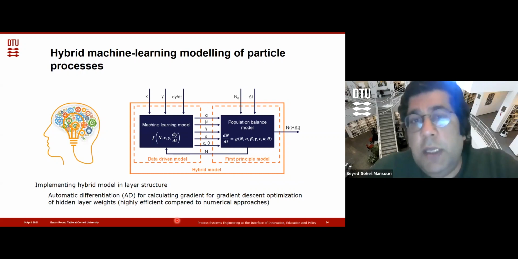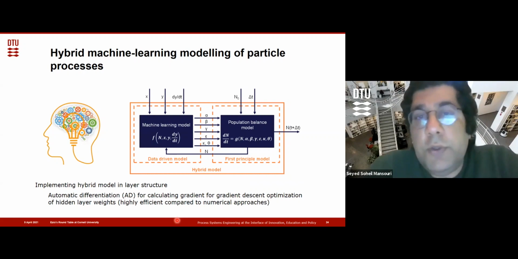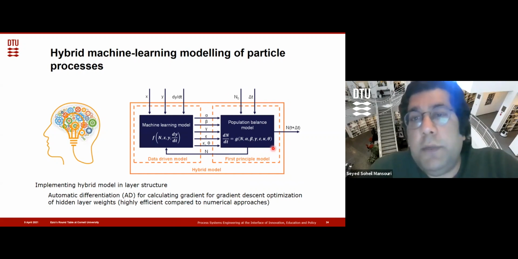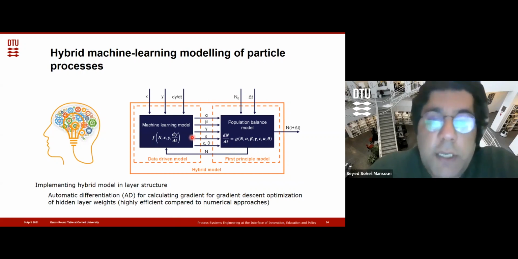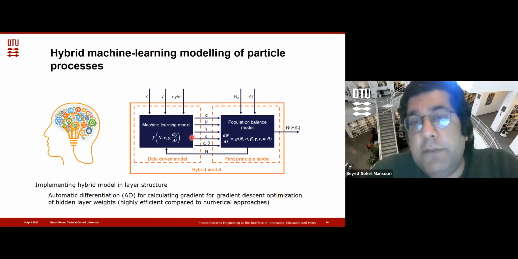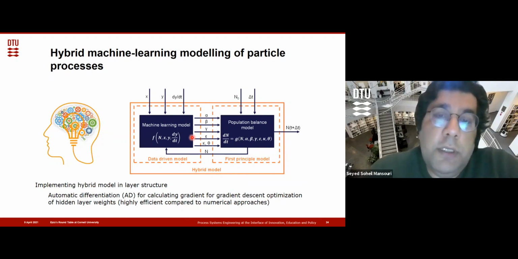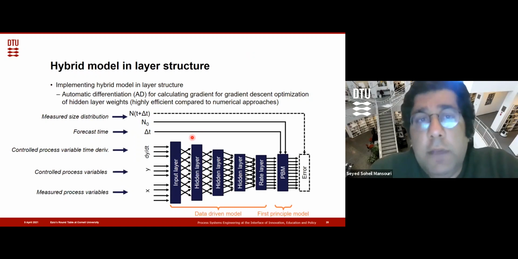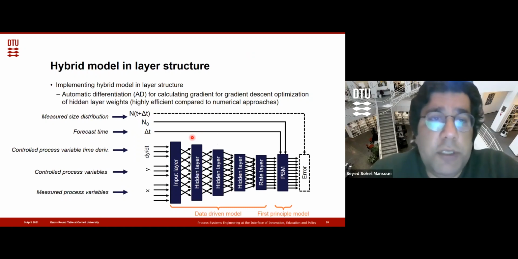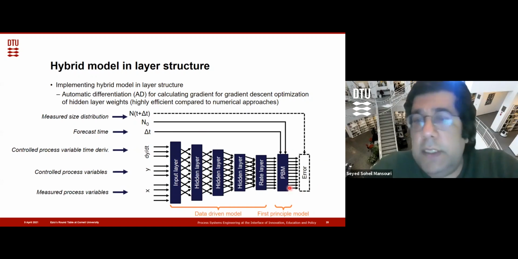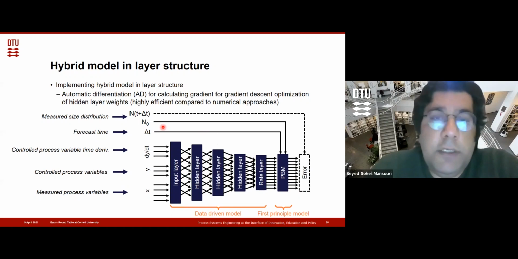Now I show examples from our own research on particle processes. What we are doing here is that we basically have the first principle model. In this case, the first principle model is the population balance model that we embedded within the hidden layers of a deep learning artificial neural network. So what it does is that the first principle model will, in principle, give the machine learning model some constraints to avoid some overfitting or underfitting features that are quite common with machine learning approaches. As you can see, it is a layer by layer structure, and the first principle model is embedded within the hidden layers of the deep learning neural networks.